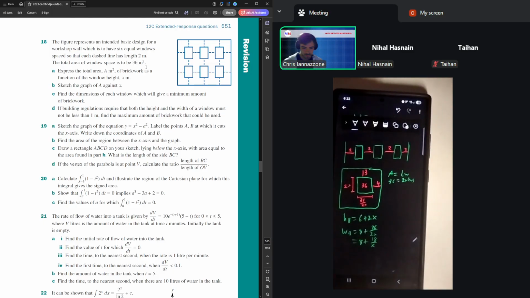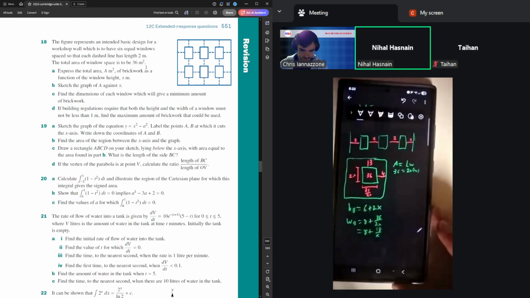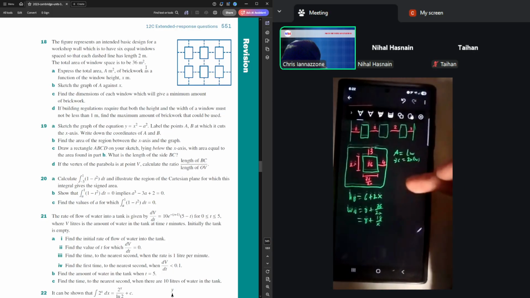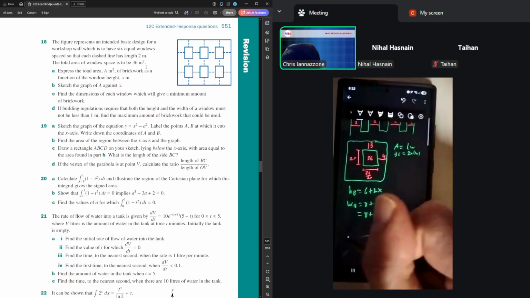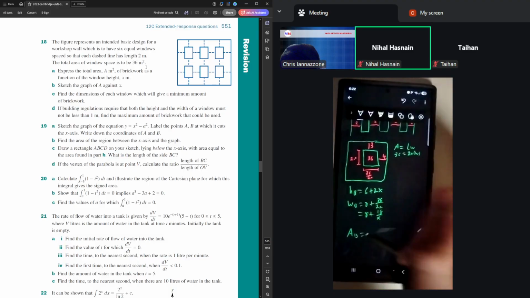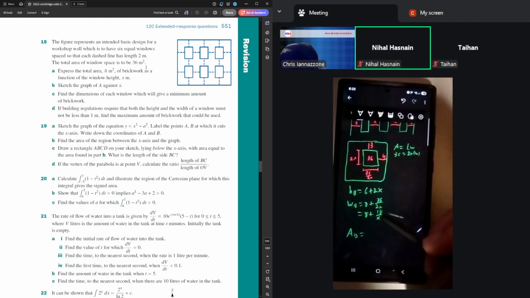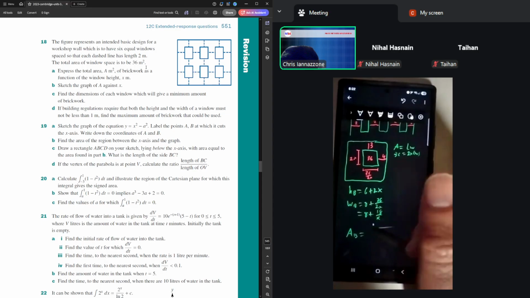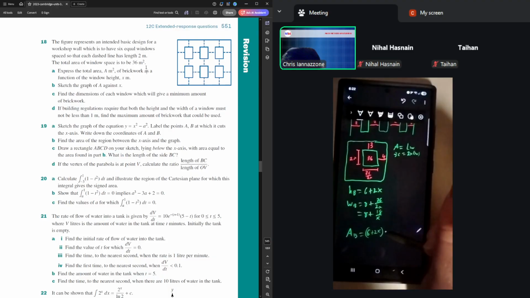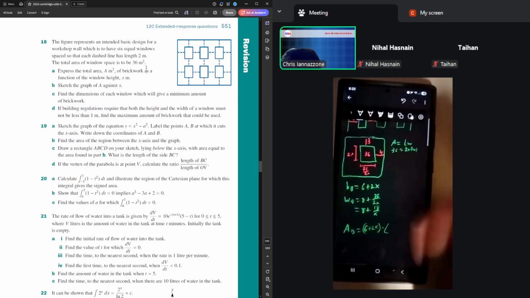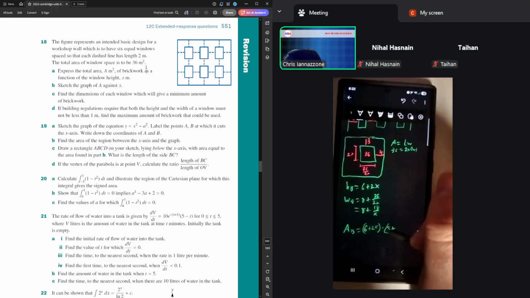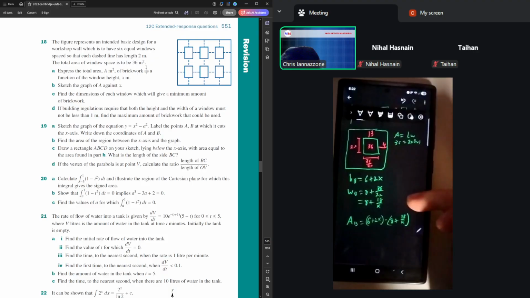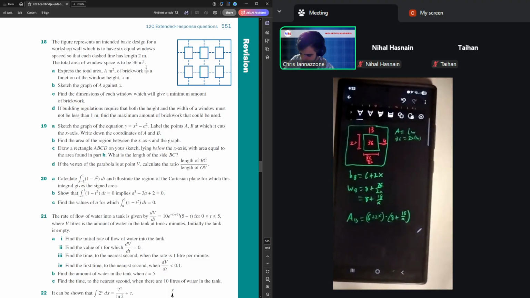Where are we going to go from here? We can just multiply the length and the width to get the total area of the full thing. Area is going to be WB times HB, so 6 plus 2x multiplied by 8 plus 18 over x. That's our big total area there.